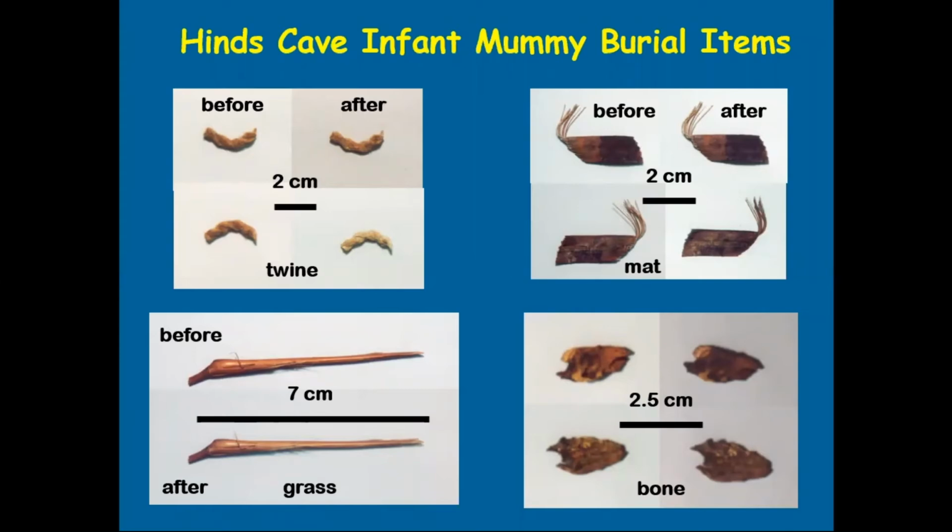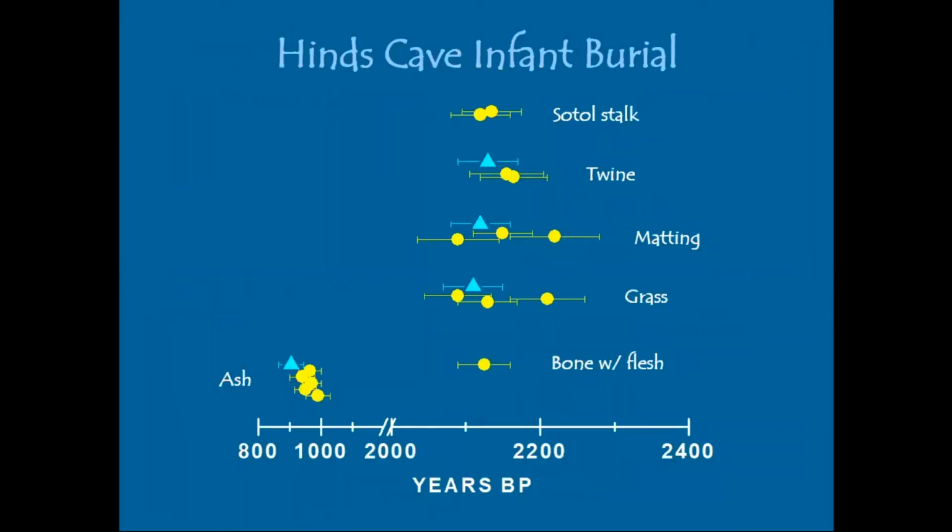And it's non-destructive as far as one can tell. It does sometimes change the color, as it did on the twine in the upper left-hand corner, central left-hand, where it bleached the twine a little bit in one circumstance, but that's the only change. This shows the dates that were obtained on those materials, and basically shows that everything we dated gave the same age except the ash stick.